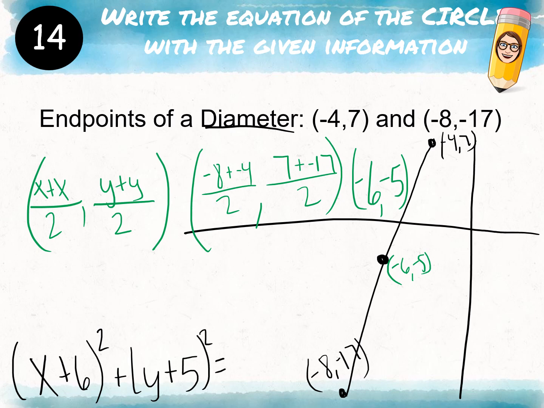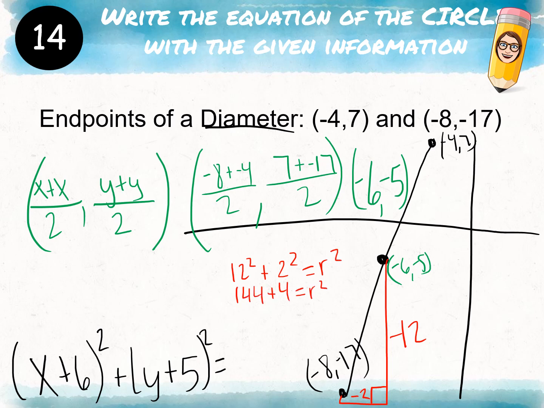Now I need to find the length of the radius. I have that middle point, so let's create a right triangle so we can do Pythagorean theorem. The distance between the y's from -17 to -5 would be -12. The distance from -8 to -6 would be -2. So let's calculate. 12 squared, the negatives are relevant, it would become positive anyways. 2 squared equals r squared. 144 plus 4 equals r squared. So my final solution is 148.